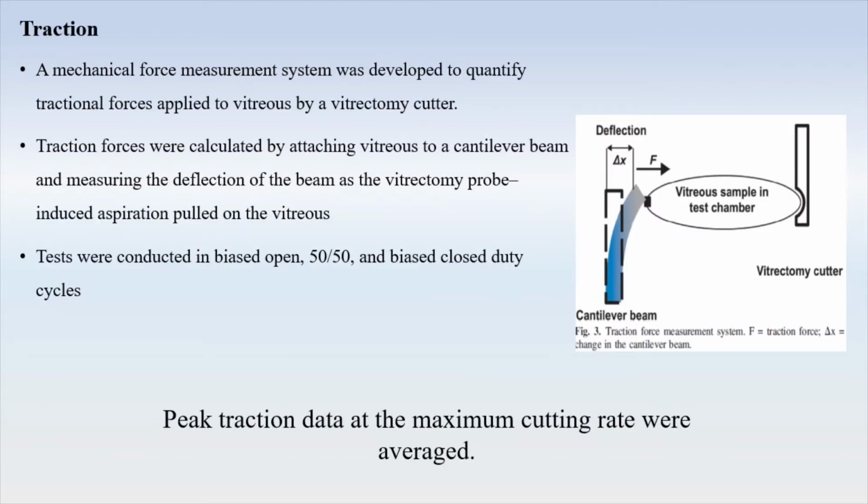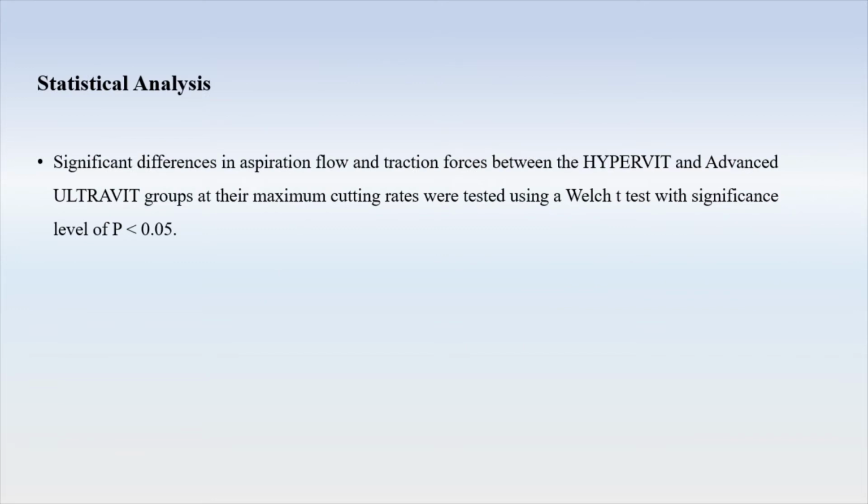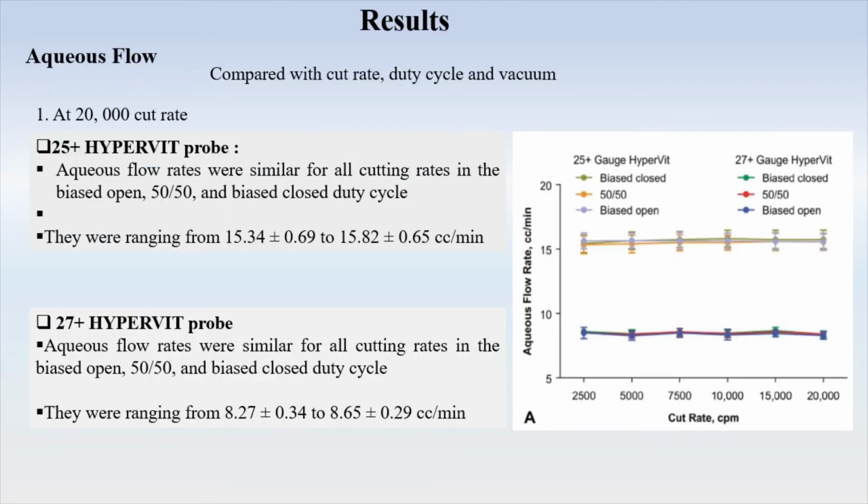To measure the traction, they have developed a system where they have attached the vitreous to a cantilever beam, and when the vitrectomy cutter caused traction on the vitreous, the deflection they could measure with the cantilever beam. Analysis was done by Welch t-test.